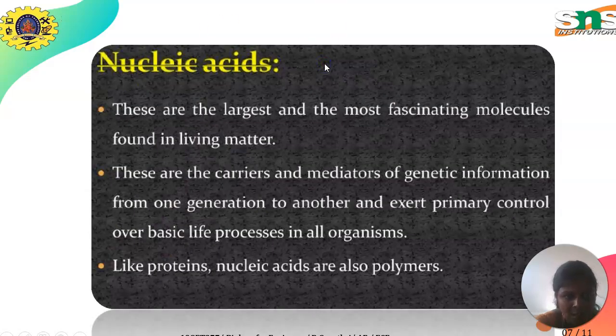Nucleic acids: these are the largest and most fascinating molecules found in living matter. These are the carriers and mediators of genetic information from one generation to another and exert primary control over basic life processes in all organisms. Like proteins, nucleic acids are also polymers.